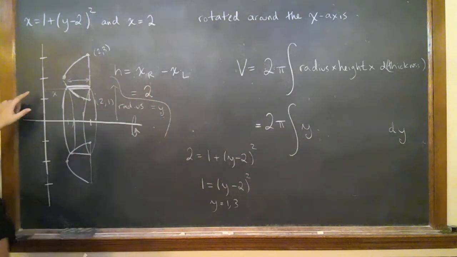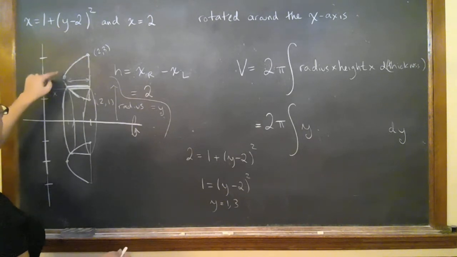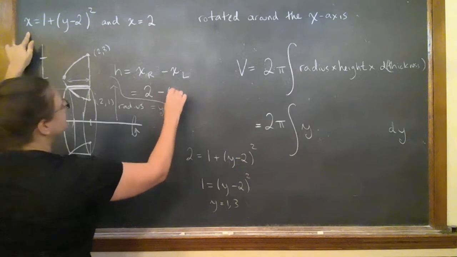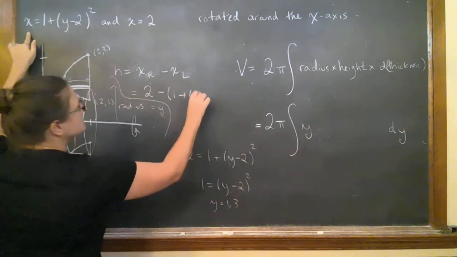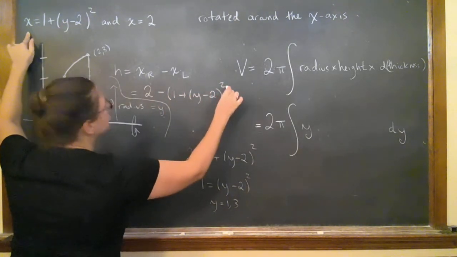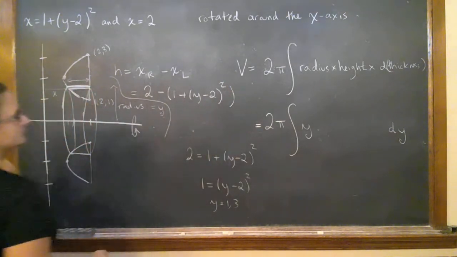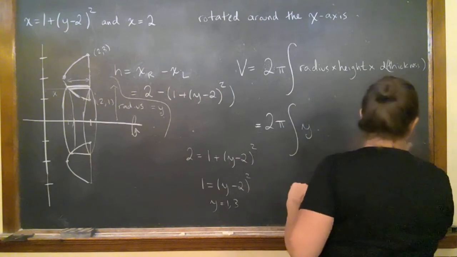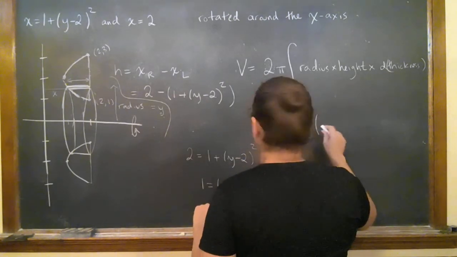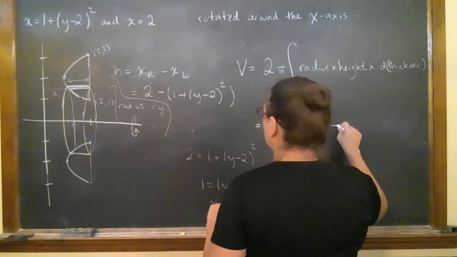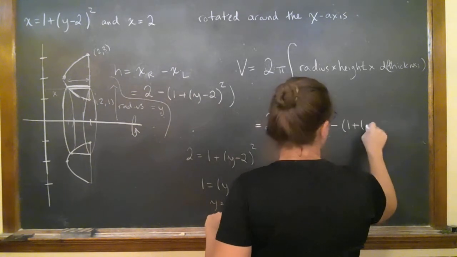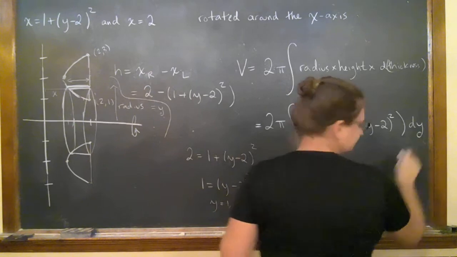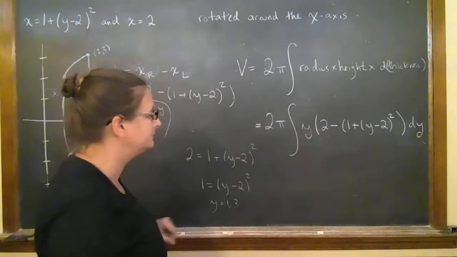Let's see if we can keep that. The left-hand side is this inner part. It's this x. So 2 minus the quantity 1 plus y minus 2 quantity squared. There. So that's actually the height in this case. Maybe I should have picked a more straightforward example, huh? I guess I just wasn't thinking. We'll do another one.